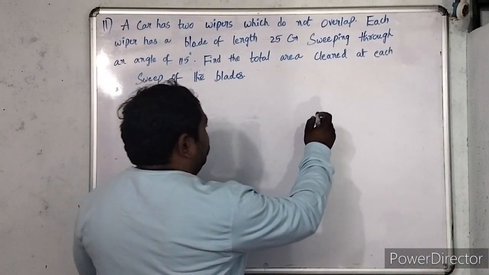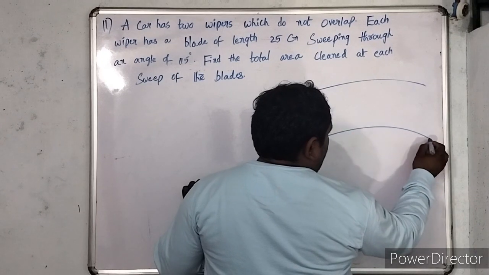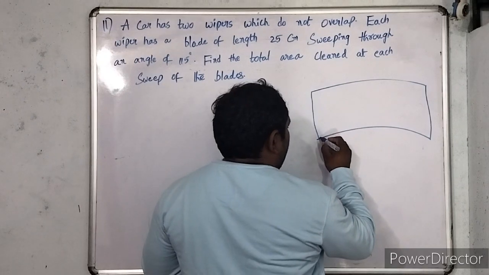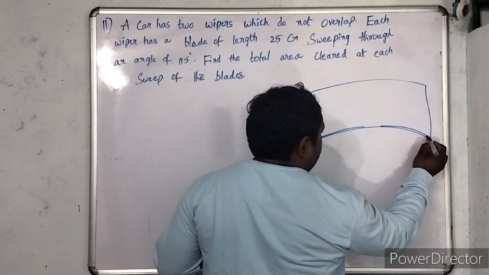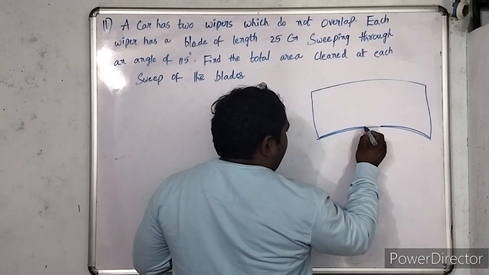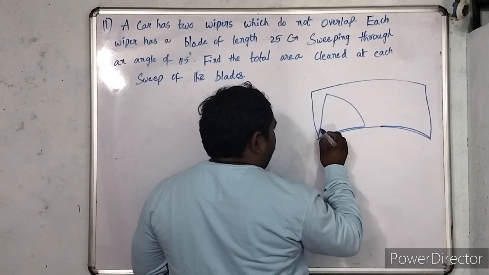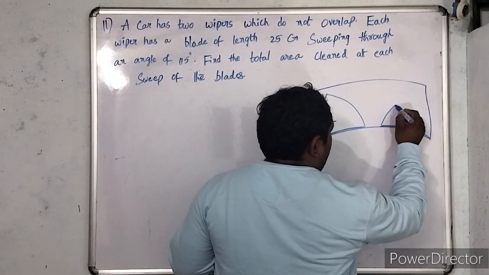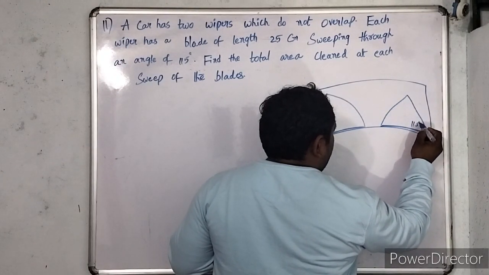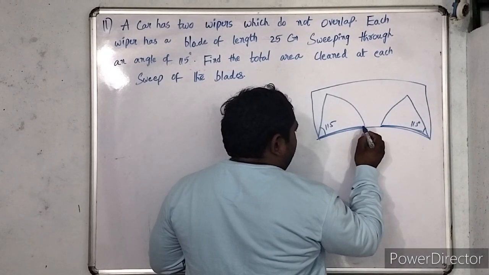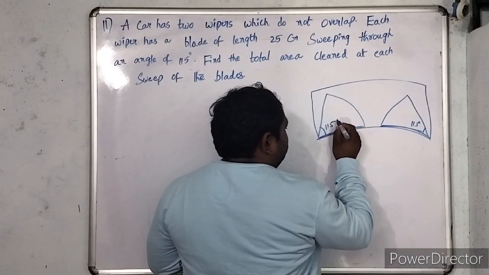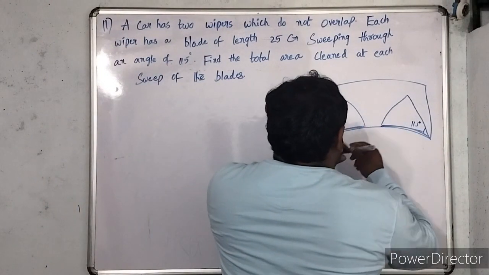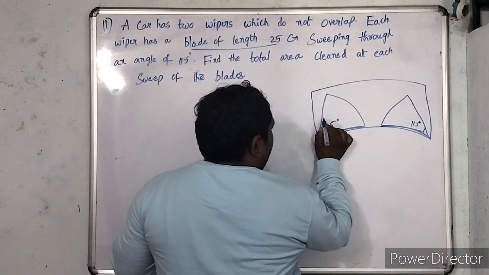You see, this is the mirror of a car. You can see the wipers here. These are two wipers. The area swept by a wiper is in the shape of a sector with 115 degrees angle. This wiper can also make an angle of 115 degrees. Therefore, this wiper can clean the space within the limit of 115 degrees only, in the shape of a sector. The length of each blade is 25 centimeters.